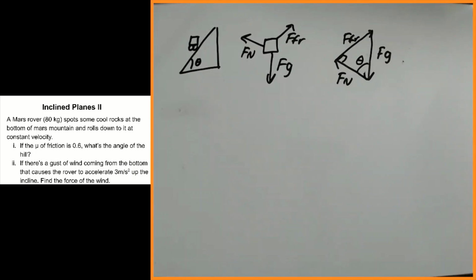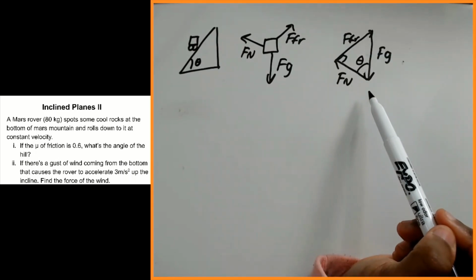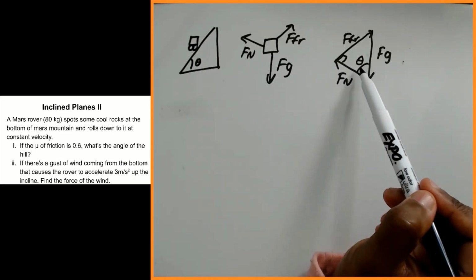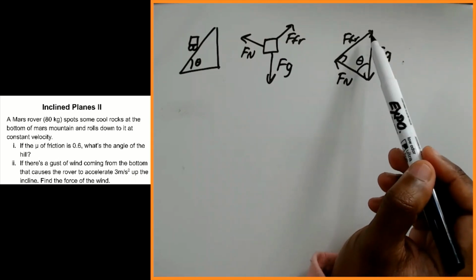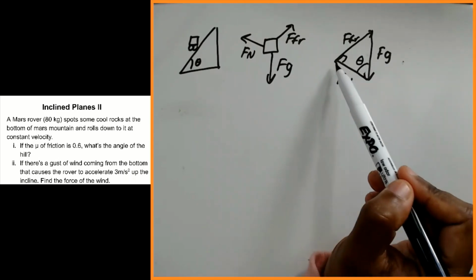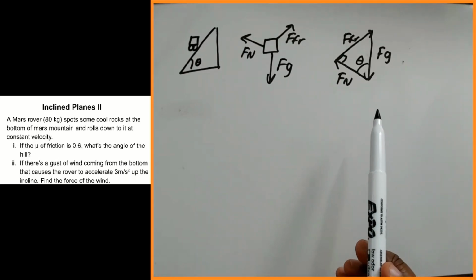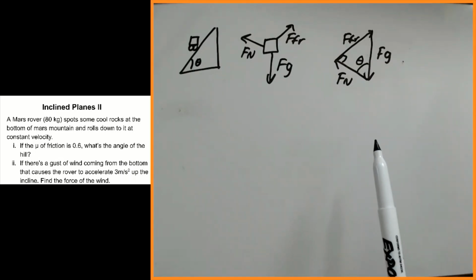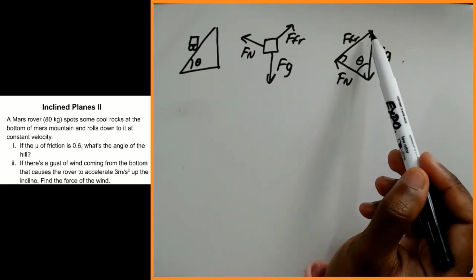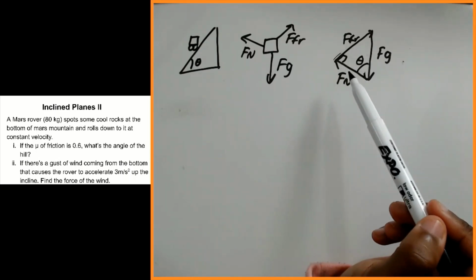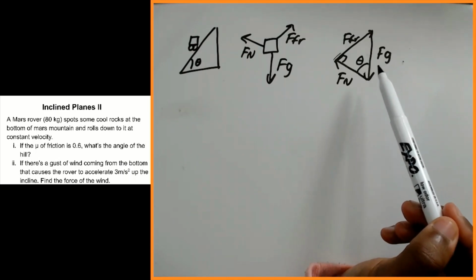All right, so we're done with the complete setup for this, so let's start answering the first question. If the mu of friction is 0.6, what is the angle of the hill? If we look at this triangle over here, note that once again it is a right angle triangle, so we can use all of those trig properties that we know. According to this angle, the friction force is opposite to it, the Fn is adjacent, and Fg is, of course, the hypotenuse. So we can use one of these trig ratios to solve for the angle. Let's use the friction side and the Fg side. In that case, that's going to be sine, because friction is opposite to it and Fg is the hypotenuse.